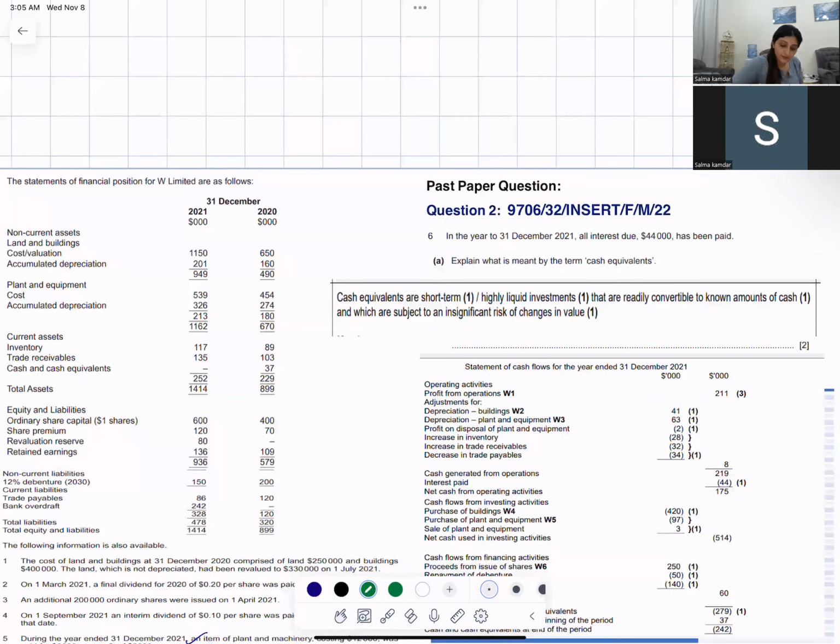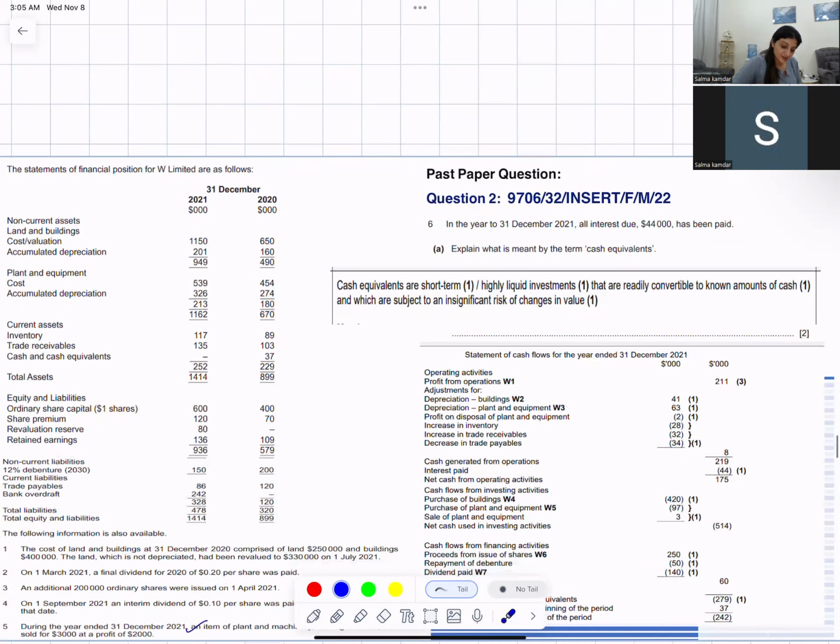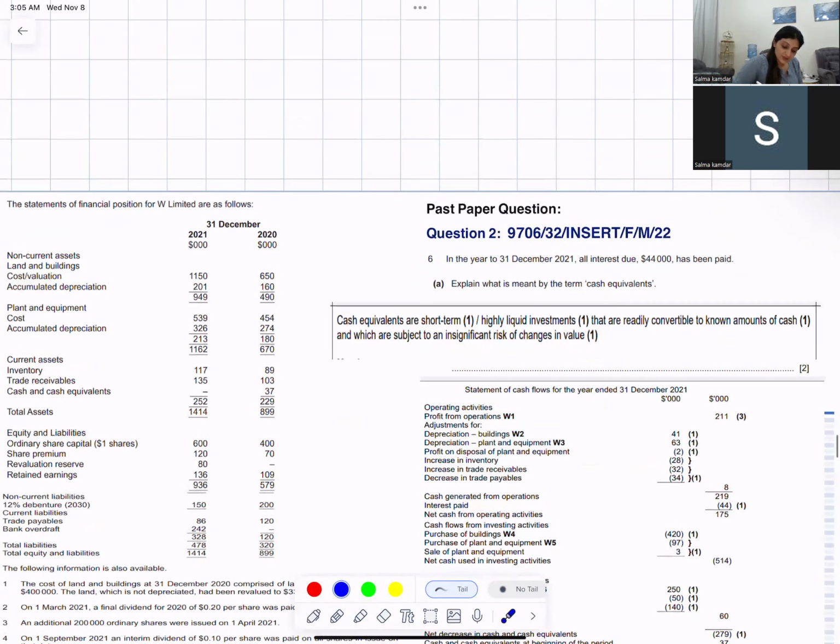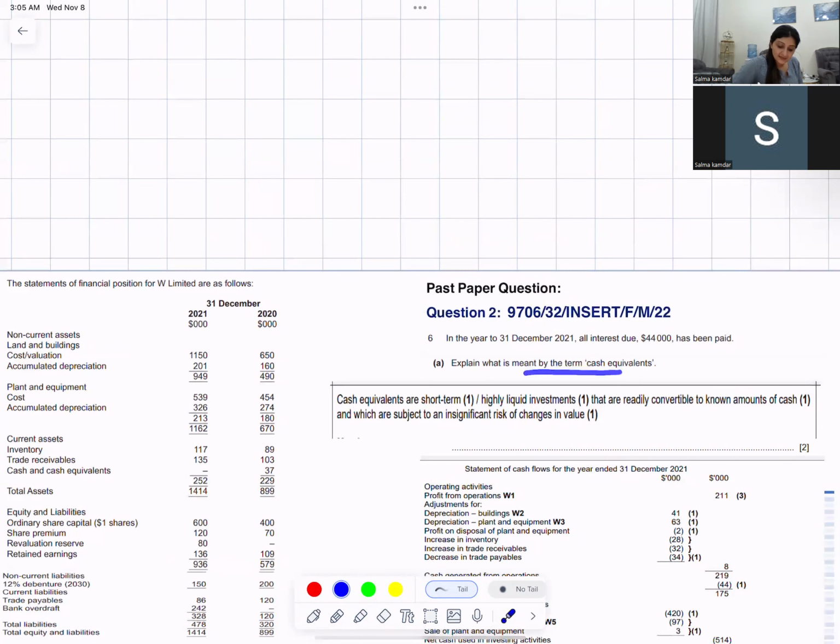We are doing a sum of Feb March 2022, paper 32. It is of cash flow. Our first question is, what is meant by the term cash equivalent? So, cash equivalents are short term, highly liquid investments that can be readily converted to cash and which are subject to insignificant risk of changes in value.